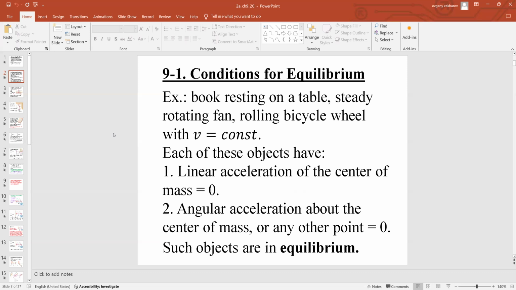And you remember how Newton's second law connects acceleration to the net external force or net external torque. So for net external force being equal to 0 and net external torque being equal to 0, which is the consequence of accelerations being equal to 0, you say that the object is in balance. The objects are in equilibrium.